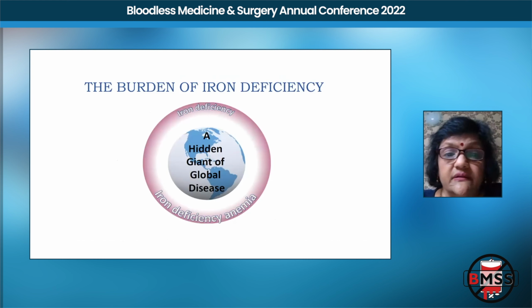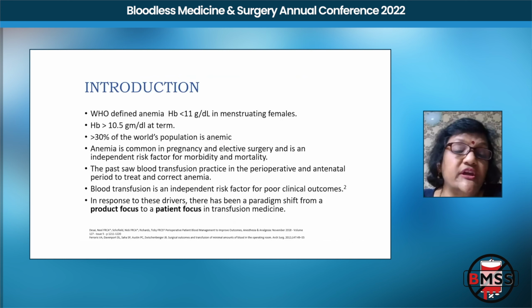So what is the burden of iron deficiency globally? WHO has defined anemia as a hemoglobin of less than 11 grams per deciliter in a menstruating female. And in pregnancy, at term, we expect the hemoglobin to be more than 10.5 grams. Sadly, more than 30% of the world population is still anemic. And anemia in pregnancy and in patients going for elective surgery is definitely an independent risk factor for morbidity and mortality.